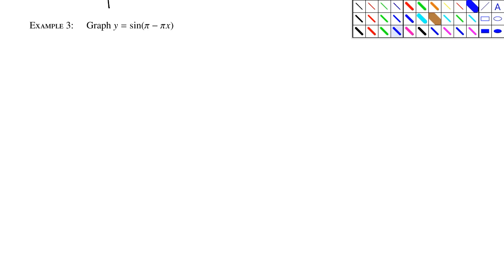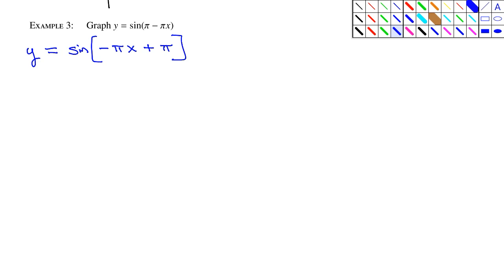Let's look at example 3. Graph y equals sine of pi minus pi x. This one needs some severe rewriting. So first off, let me rewrite this with the x in the first position instead of the second position.